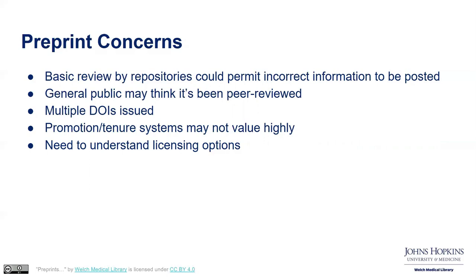The general public may also think it's been peer-reviewed when they come across a preprint. So I'll show you a little bit about how the media has dealt with this with signaling. So there have been some concerns about DOIs. When you are establishing your primacy, you put your paper up as a preprint, and now you are the one asserting that you have published this information and you have your copyright to that paper. The PDF might also receive a DOI, and there is some linking that needs to happen to ensure that there's not multiple versions floating around.